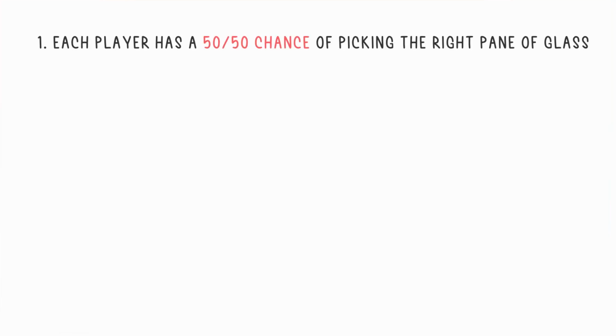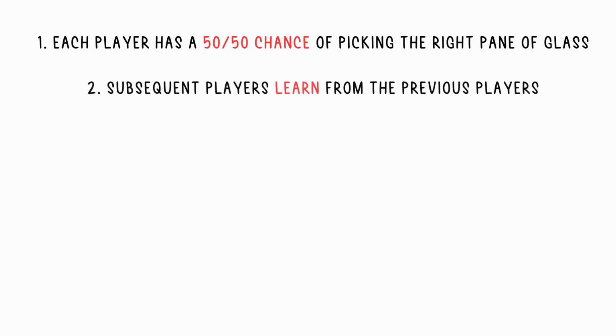First, each player has a 50-50 chance of picking the right pane of glass at each step. 2. Subsequent players learn from the previous players whether they pick the correct pane or the one that breaks. They will all have a perfect memory and never fall through one once we know what the right answer is. 3. There are 18 panels, 16 players.